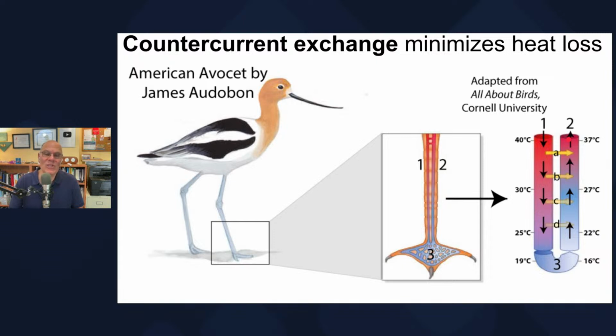If you think that this is just for the birds, just think about the fact that when you're cold, your hands get cold, your feet get cold, and that's just fine. That's because of countercurrent flow adaptation in you as well. But what doesn't happen is your core doesn't get cold. Your core stays at 37 degrees.